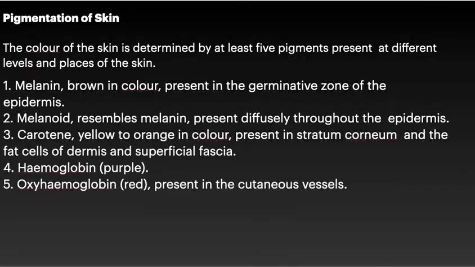Coming to the pigmentation of the skin, the color of the skin is determined by 5 principal pigments that are present at different areas of the skin. We have the melanin pigment, which is brown in color, present in the germinative zone of the epidermis. The melanoid, resembling melanin, is present diffusely throughout the epidermis. The carotene, a yellow to orange pigment, is present in the stratum corneum, and the fat cells of the dermis and the superficial fascia. Hemoglobin is purple, whereas oxyhemoglobin is red in combination with oxygen, present in the cutaneous vessels.